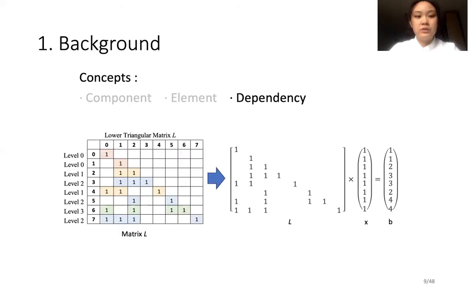Dependency: if the solution of component xi needs the value of component xg, xi has a dependency on xg. For example, due to element L21, the component x2 needs the value of component x1, so x2 has a dependency on x1. Level is a solution order according to the dependency among components. The components at the same level form a level set.